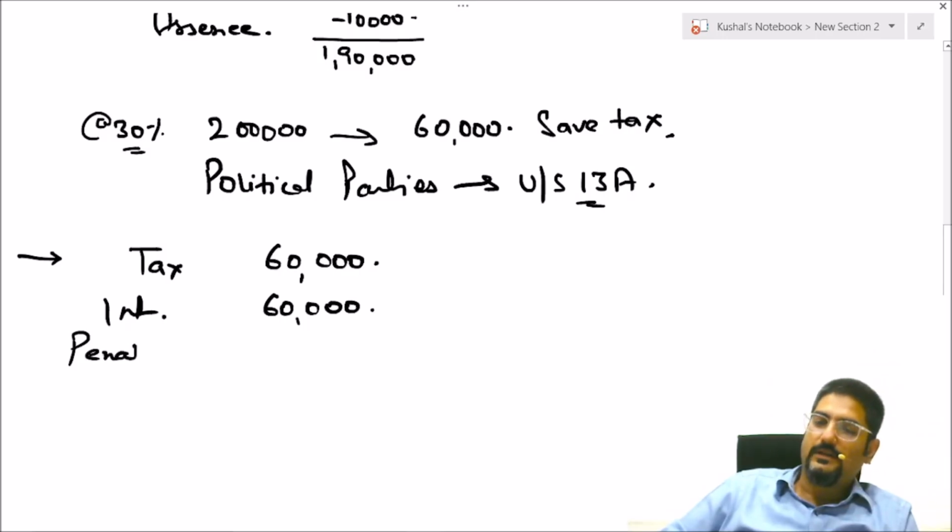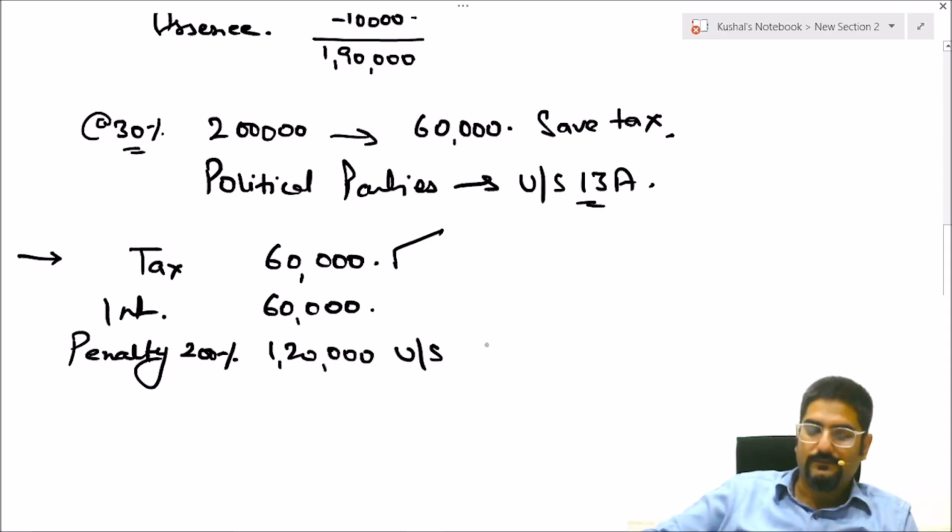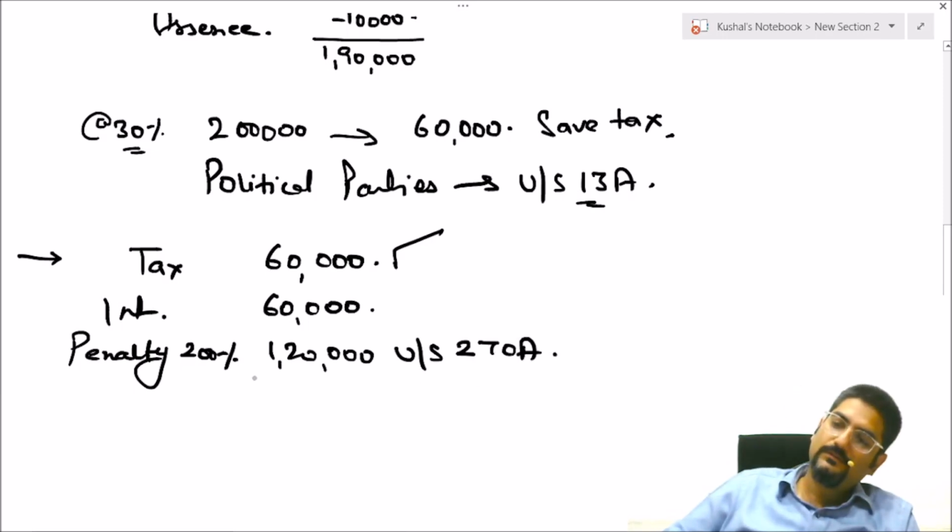And next is penalty. How much? 200% of the tax sought to be evaded through misreporting, that is 1,20,000 rupees under section 270A. Penalty for misreporting, that is 200%.